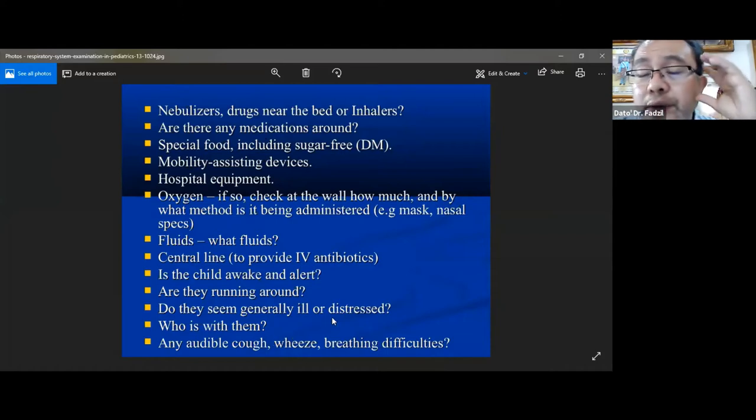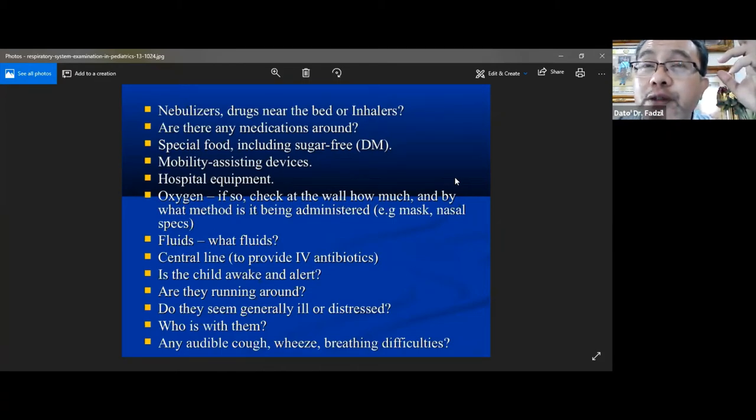And then listen. Examination starts with using all your five senses, I mean the eyes, the vision, the hearing, and the smell. So you also listen for audible cough, listen for any wheeze, look: do you notice any difficulty in breathing? This all gives you ideas. When you go to the patient's bed, you already observe the surroundings, and you already have a clue how bad your patient is and what your patient's problems are.